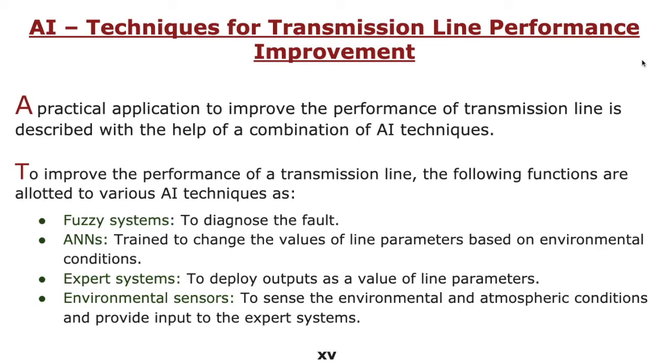For transmission line performance improvement. A practical application to improve the performance of a transmission line is described with the help of a combination of AI techniques. To improve the performance of a transmission line, the following functions are allotted to various AI techniques: fuzzy system to diagnose the fault, ANN artificial neural network trained to change the values of line parameters based on the environmental conditions, expert system to deploy the output as a value of line parameters, environmental sensors to sense the environmental and atmospheric conditions and provide input to the expert system.